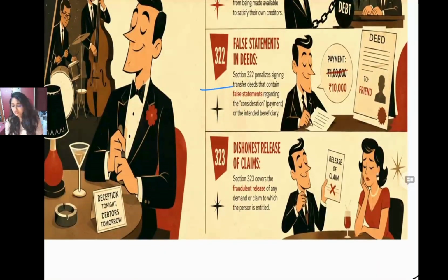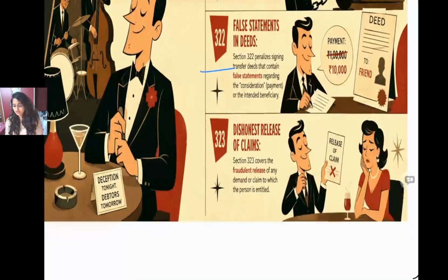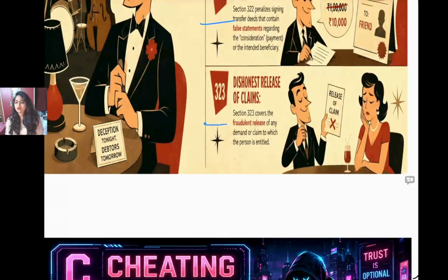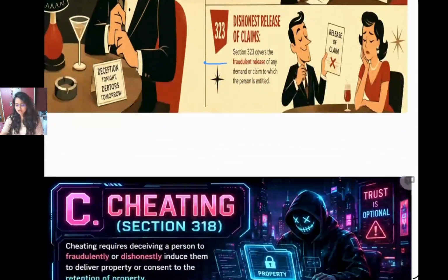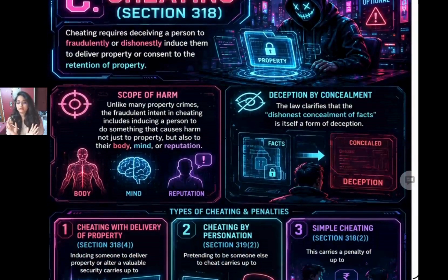Section 322 penalizes signing a transfer deed that contains false statements regarding the consideration paid or the intended beneficiary. And Section 323 covers the fraudulent release of any demand or claim to which the person is entitled. Okay. Next core offense is cheating.